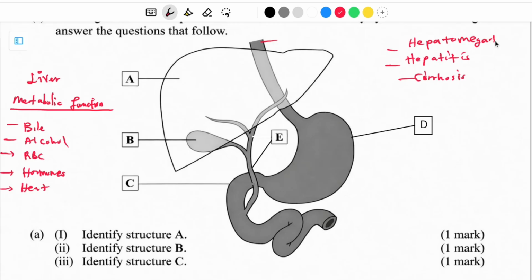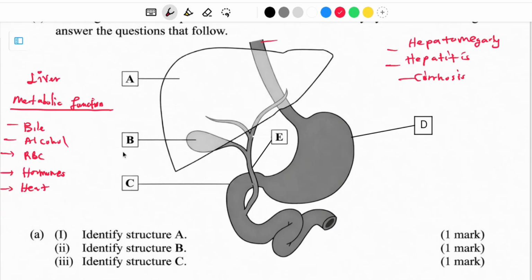So hepatomegaly usually involves feeling your liver like it is burning. It's not inflammation, but you're feeling like the organ liver is burning, like someone is burning your liver. That's what hepatomegaly focuses on.